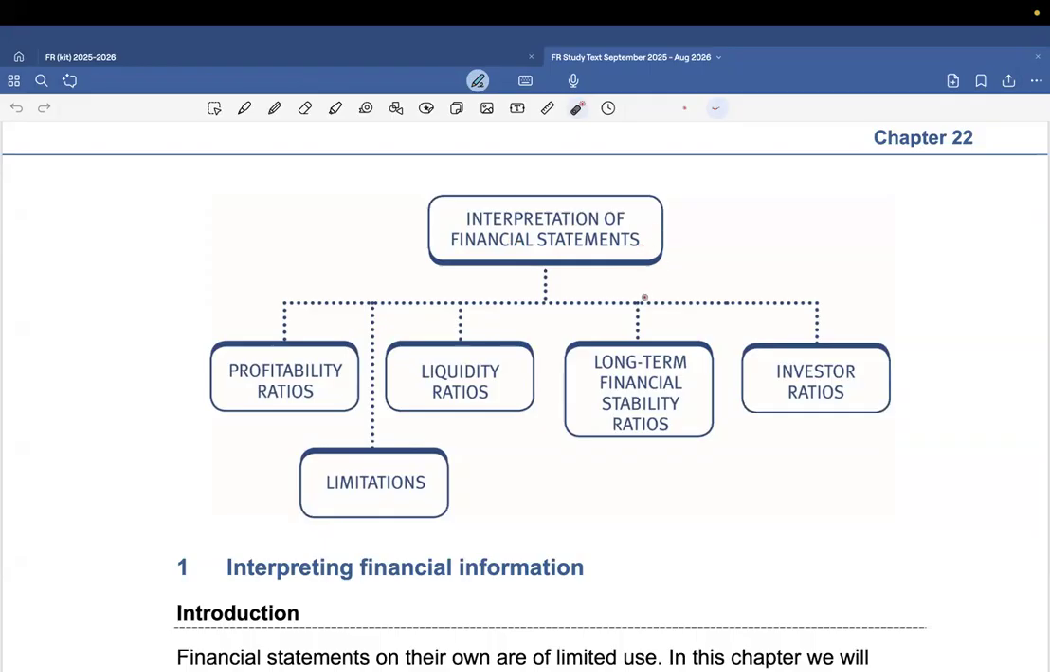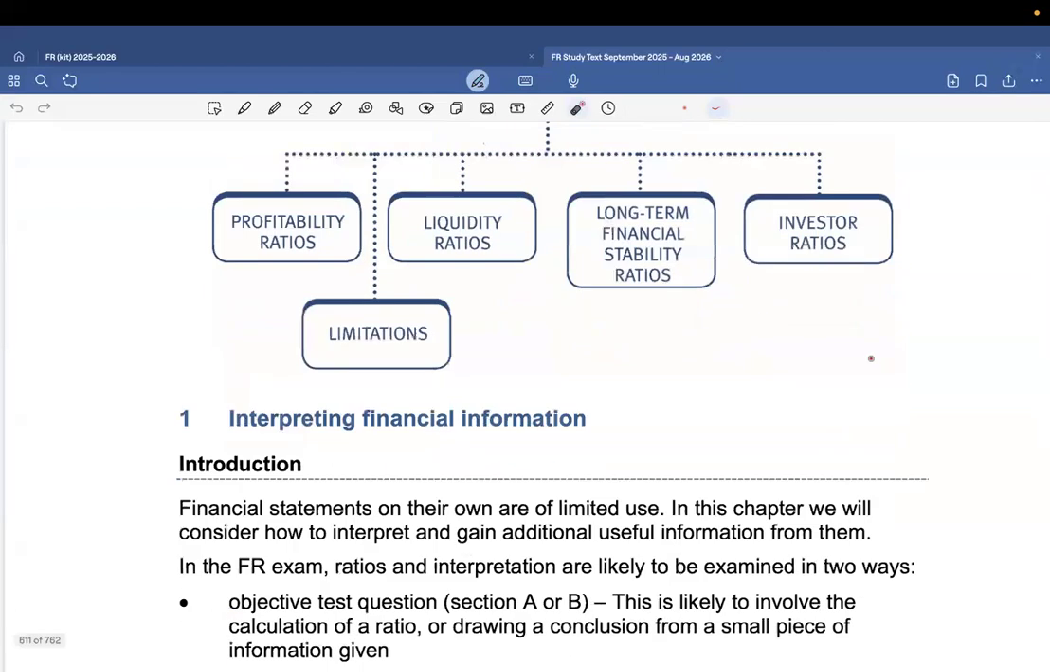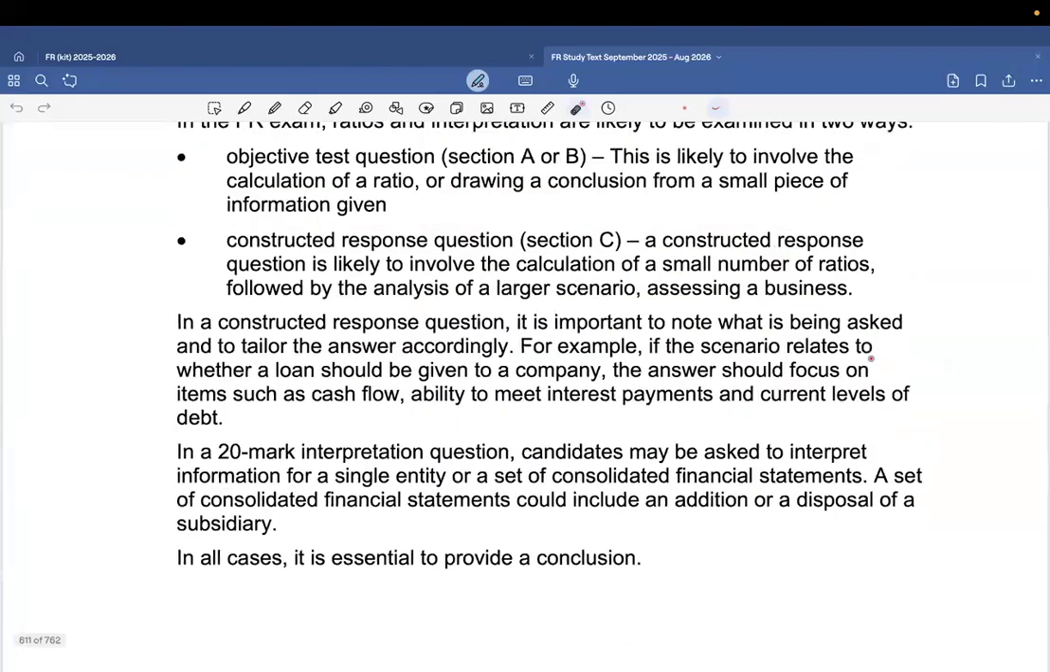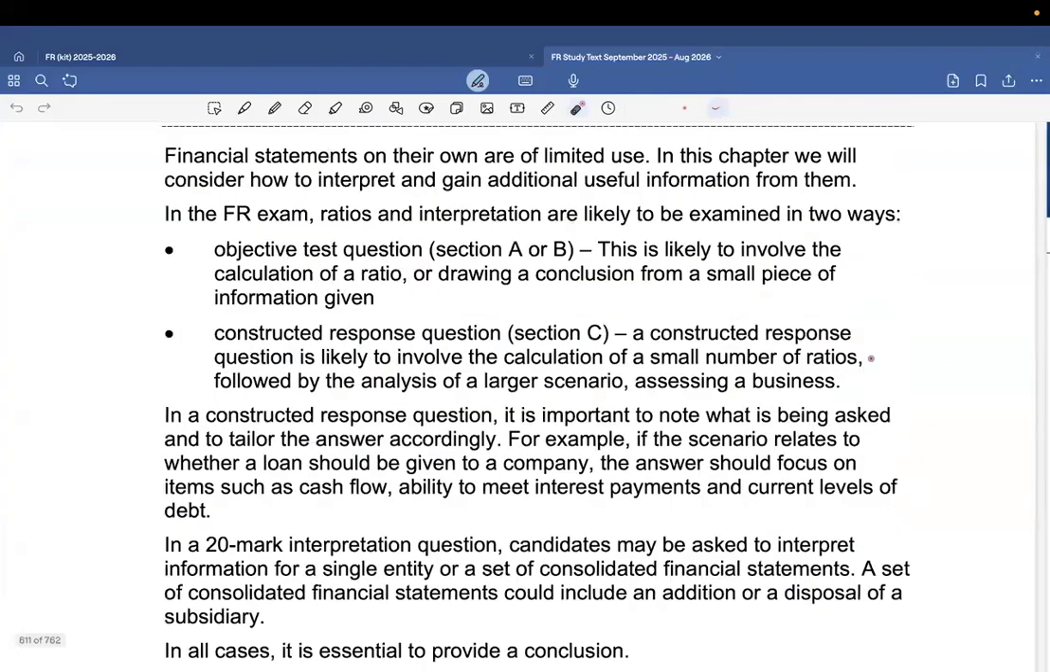Ratios are divided into four categories: profitability ratios, liquidity ratios, long-term financial stability ratios, and investor ratios. The ratios have also been revised according to IFRS 18 as well.